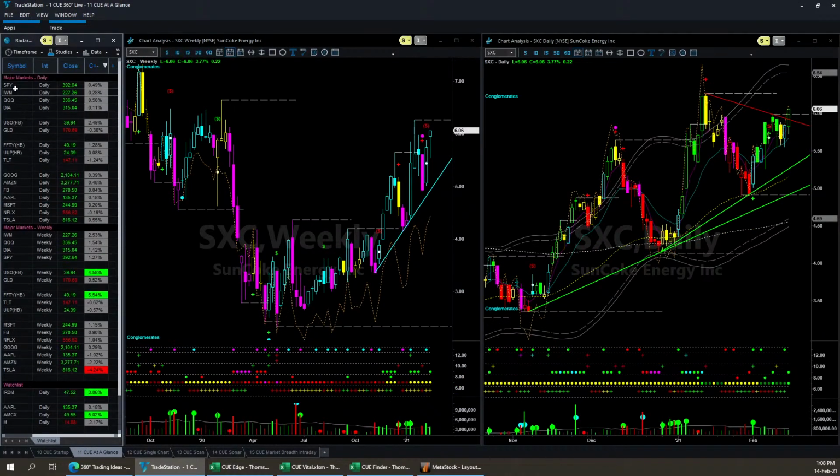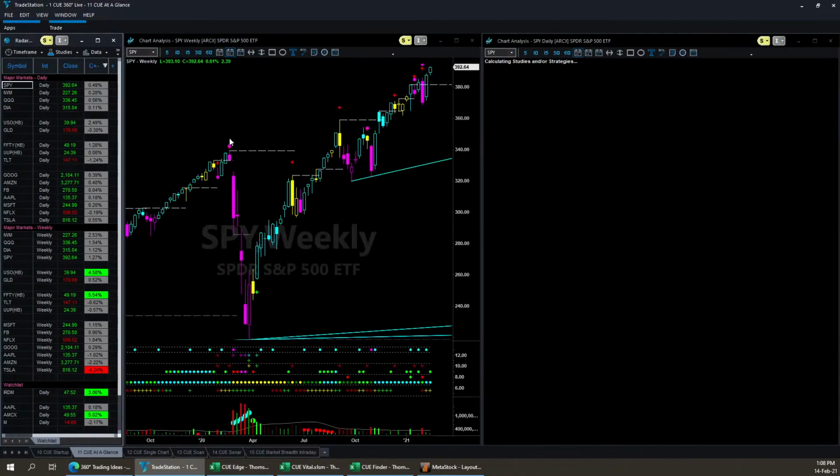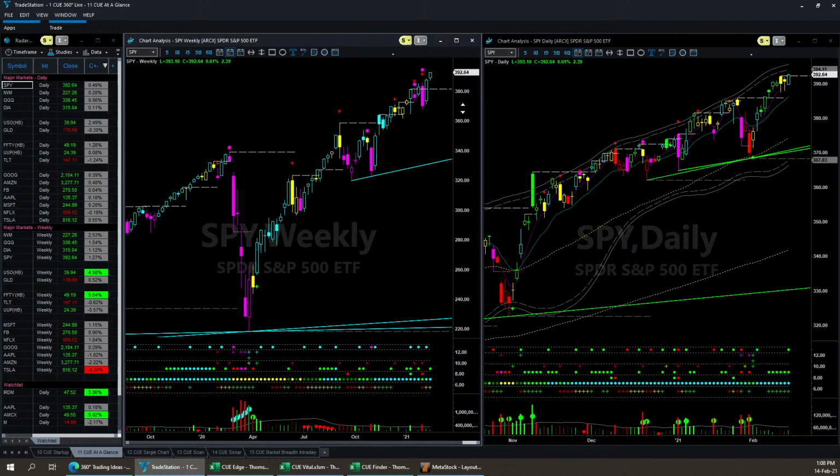Let's start with the market ETFs. S&P 500 ETF SPY, bullish in the weekly, bullish in the daily, near the upper boundary, overbought for many days, shown by the stretch band indicator. Bullish but overbought, we are not going to buy.